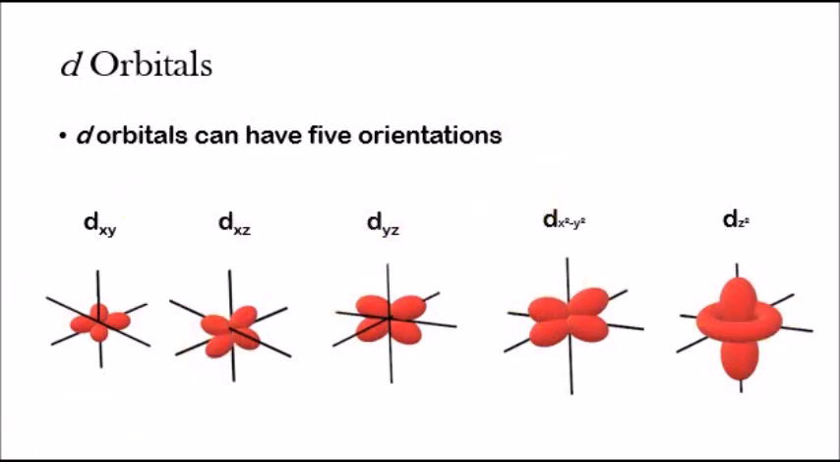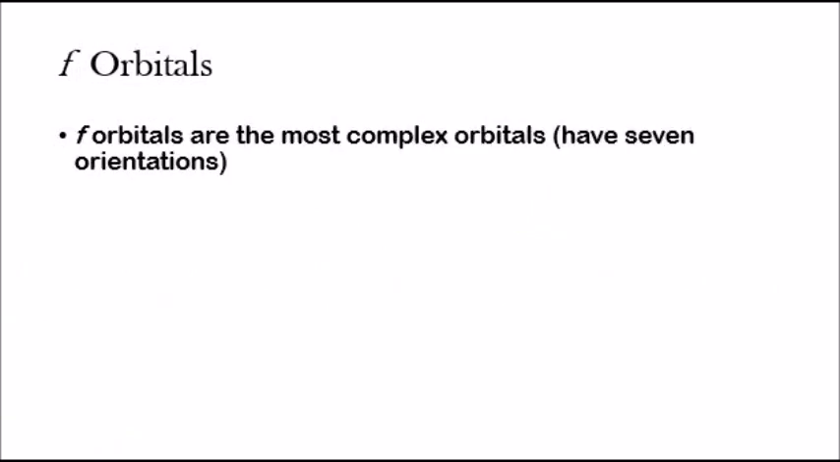Finally, f orbitals are the most complex orbitals, and they have seven orientations. I don't have a picture of them because you probably don't need to know how they look in space. Even I don't have them memorized, but you can always look that up on Google or in your chemistry textbook and see how those seven orbitals look.